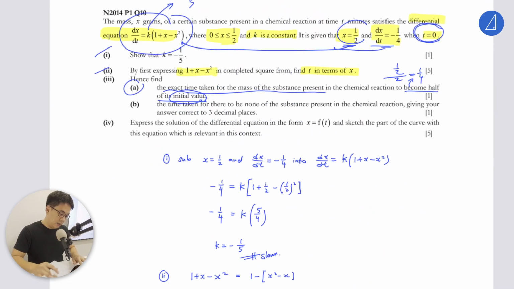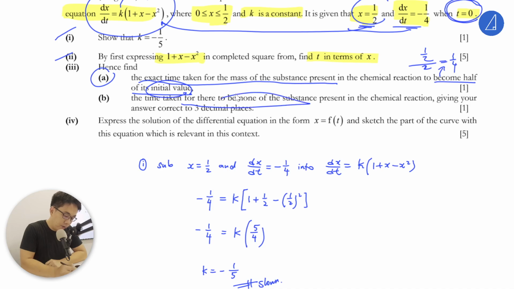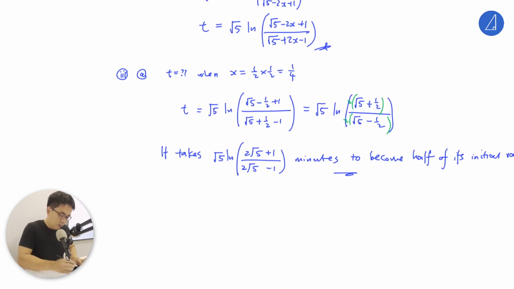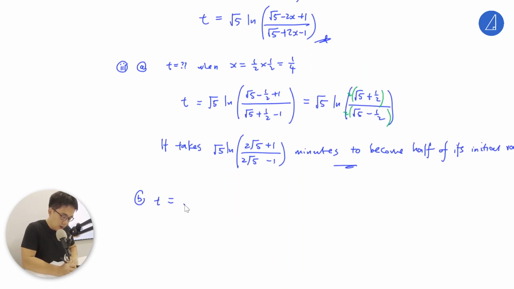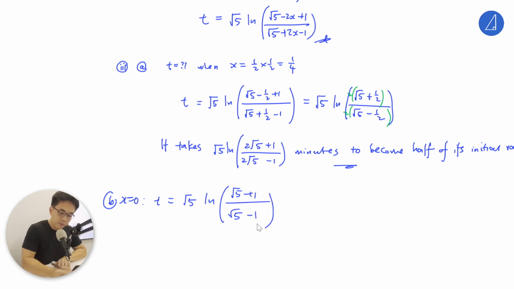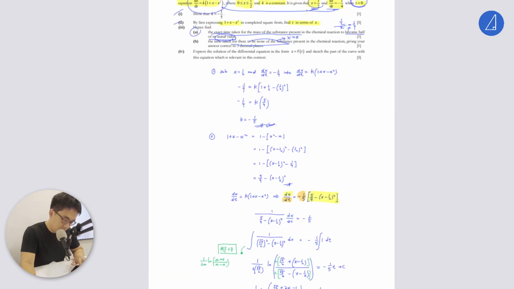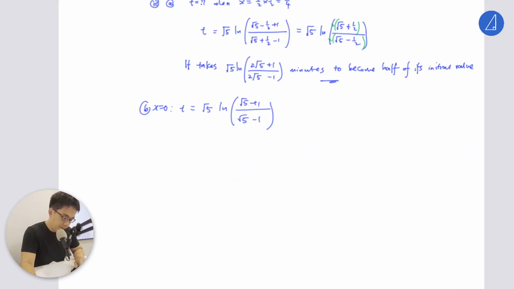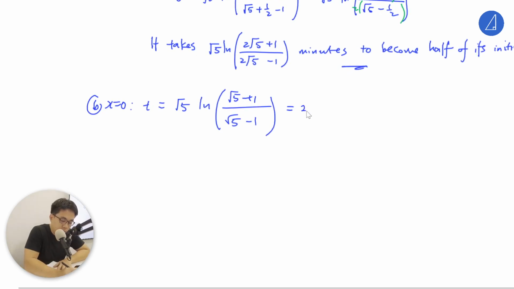So the last one, part B, the time taken for none of the substance to be left present in the chemical would just be x equals 0. Give your answer in 3 dp. It's not bad. You just substitute 0 inside, so t equals root 5 ln of the expression when x equals 0, plus 1. Then you just key in the calculator. They want 3 dp. Key in the calculator and you get 2.152 minutes. Okay, that's it.